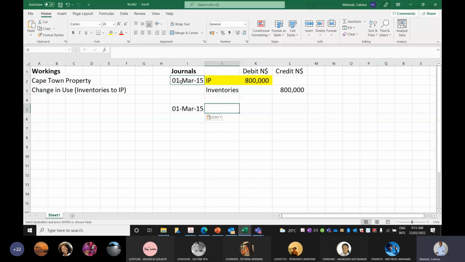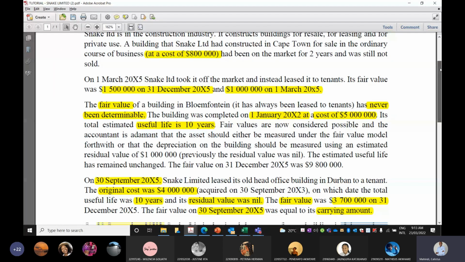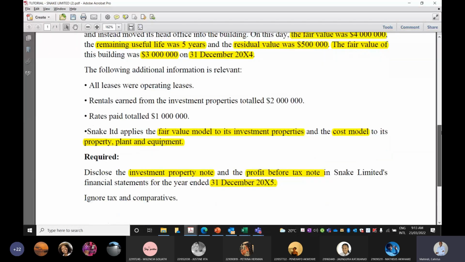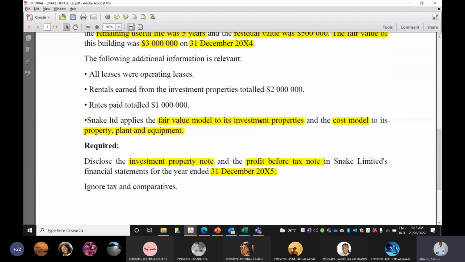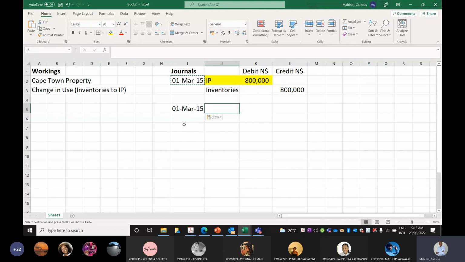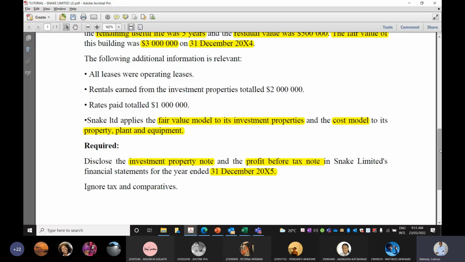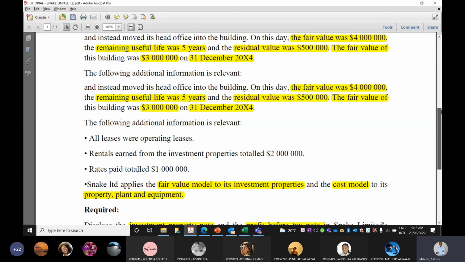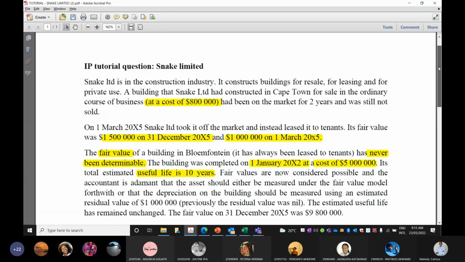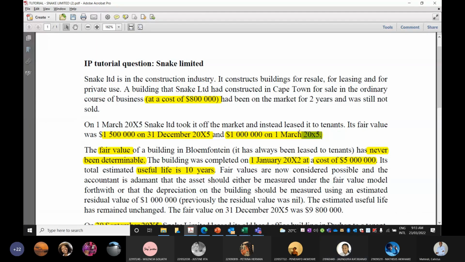And how do we know that we carry the investment property at its fair value? It tells us that Snake Limited applies the fair value model to its investment properties and the cost model to its property, plant, and equipment. So we have to do an adjustment to fair value on 1st of March. What was the fair value on 1st of March? 1 million. All right. So what is the journal entry for the fair value adjustment?